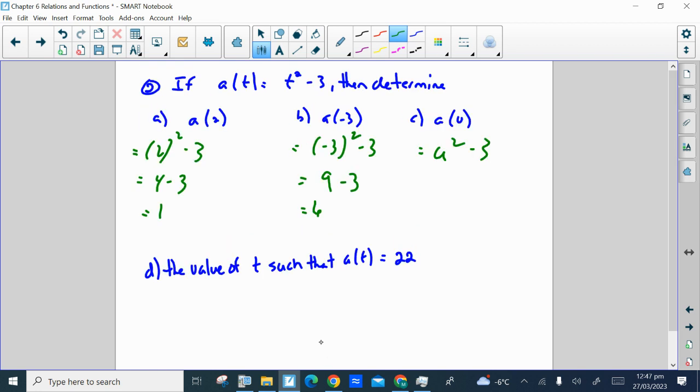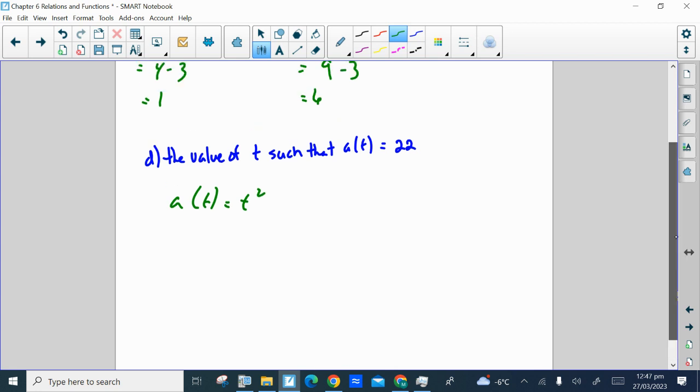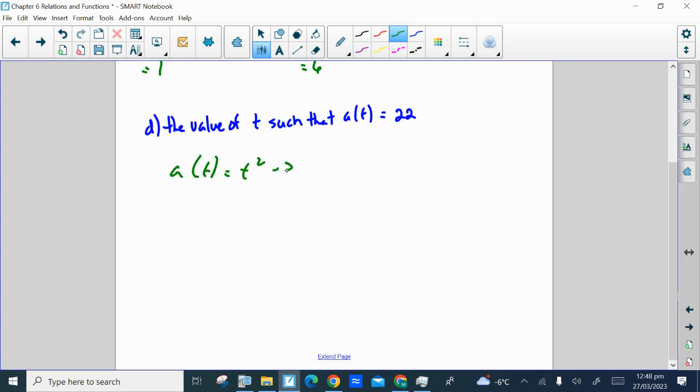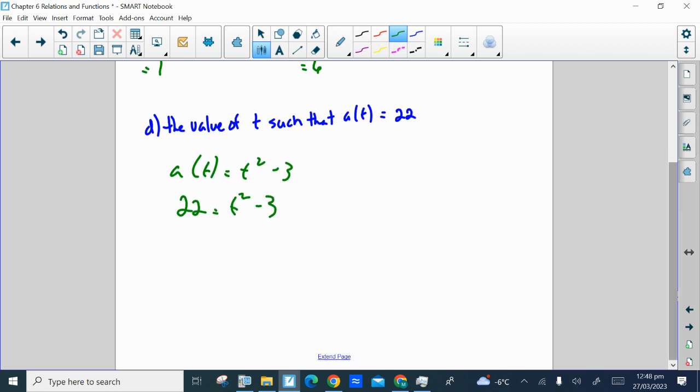And then part D, we did one like this on the previous page. What is the value of t such that a at t equals 22? So again, the original equation is that a at t equals t squared minus 3. On the previous 3 questions, we were given a t value. A at 2 means what is the value when t is 2. A at -3 means what is the value when t is -3. Here, though, we're told not what t is, we're told what a at t is. And a at t is the entire left side of the equation. That equals 22. We want to solve for t.